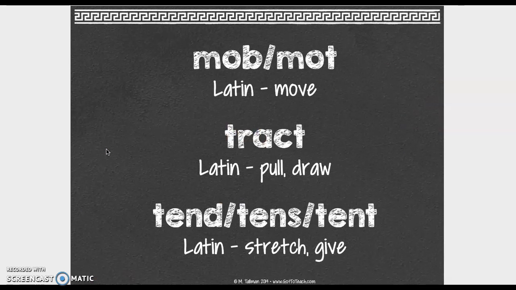So the first root, mob, mot, is Latin. It means to move. Tract is Latin. It means to pull or draw. Tend, tens, tent is Latin. It means to stretch or give. As you're listening and watching this, you can pause the video as you go to write the words.